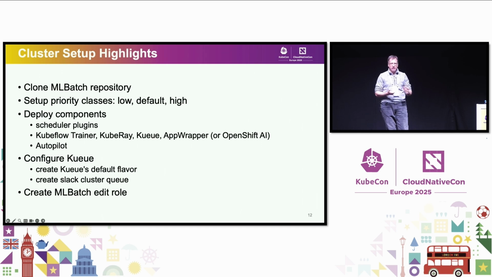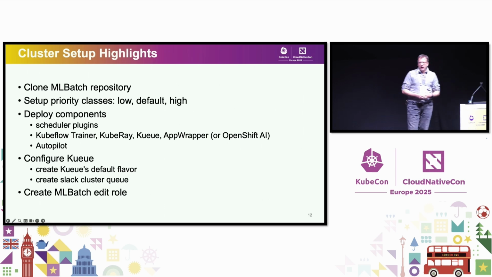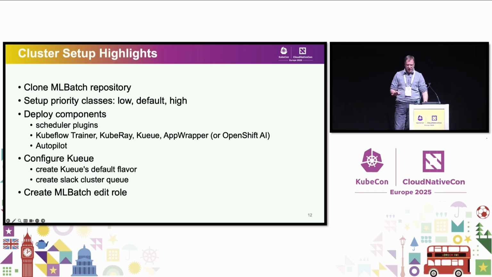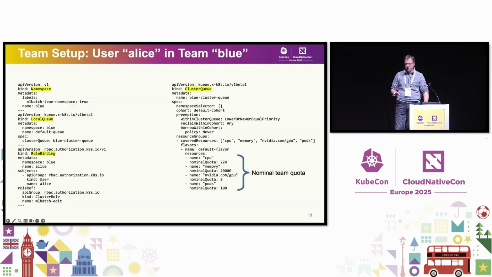As I said, we can deploy them through OpenShift AI or without. We configure Kueue, which is our queuing system. We'll talk about that. And we finally have to create a role. That is the role we're going to give users to give them permissions to run workloads, monitor workloads, and debug workloads on this cluster. So that's the cluster setup. And that's pretty much it, right?